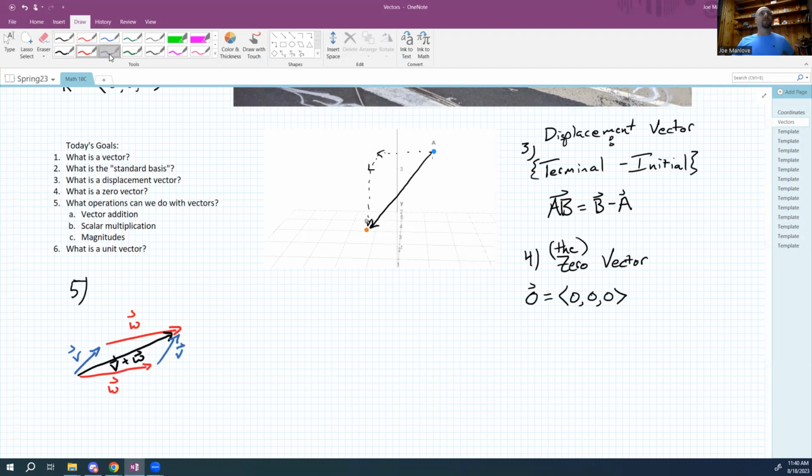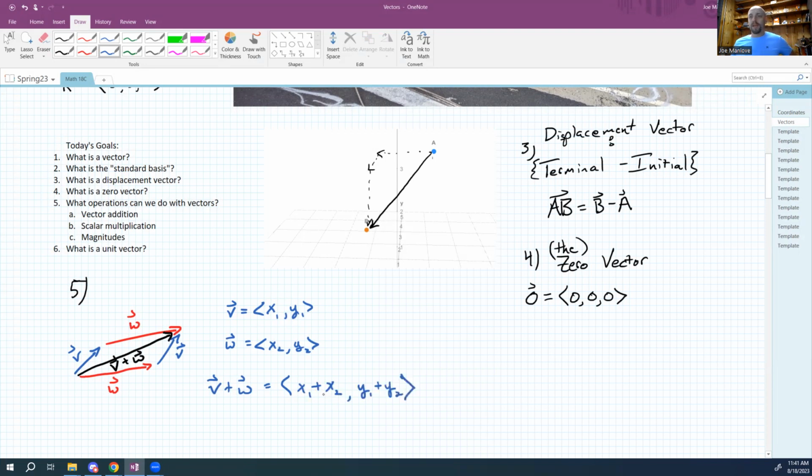If you had vectors that were specifically written out, like say v was x1, y1, and w was x2, y2, we could write v plus w as the new vector that's x1 plus x2 and y1 plus y2. And that'd be our new vector, right? We can see that this is commutative, and so it makes sense that the picture should be commutative, or the component-wise should be commutative.